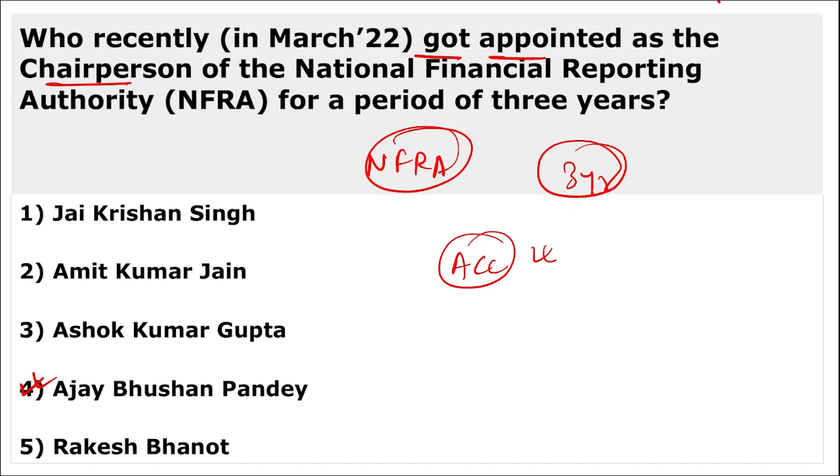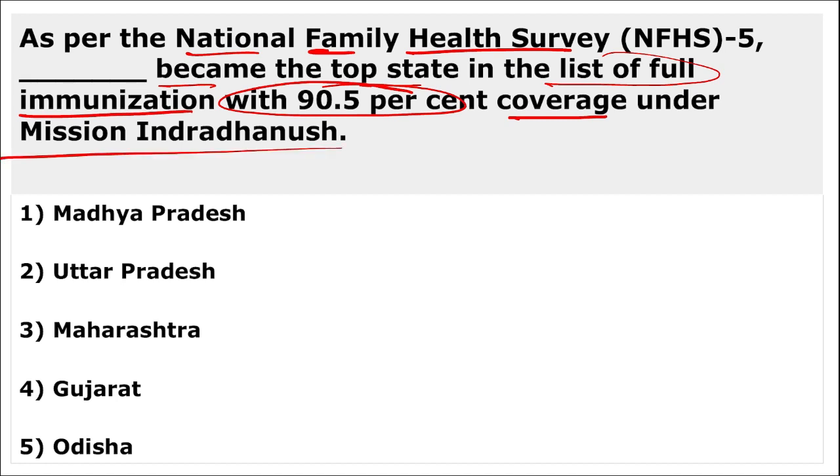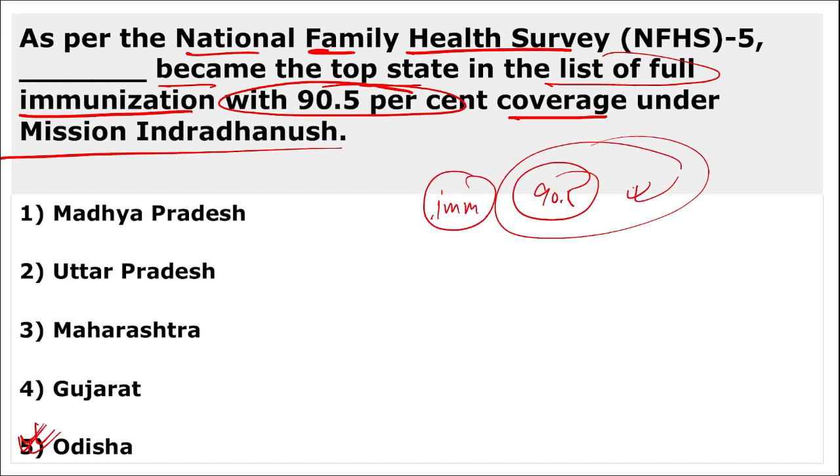Alright. Next. As per the National Family Health Survey, dash became the top state in the list of full immunization with 90.5% coverage under the Mission Indradhanush. It is your Odisha state. Whenever it is asked related to immunization and 90.5% data is given, the answer will always be Odisha, because Odisha has topped in the state list of the National Family Health Survey with the maximum immunization, 90.5% under Mission Indradhanush.